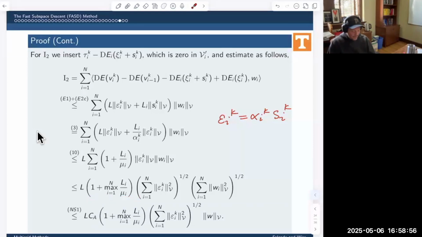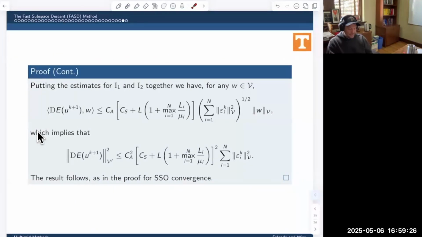And now all we have to do is estimate this with what? This is just a Cauchy-Schwarz, a standard pointwise or summational Cauchy-Schwarz inequality to get from this one to that. Finally, we can use the fact that we have a stable subspace decomposition to replace this with CA times the W norm. We can leave the rest of that stuff alone.